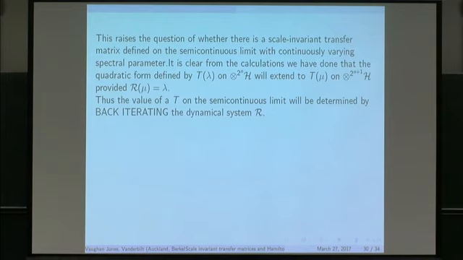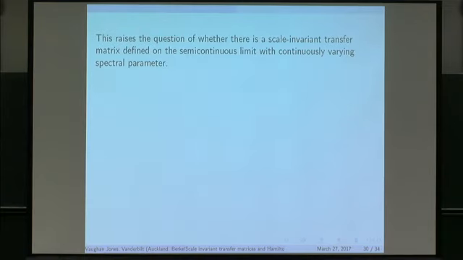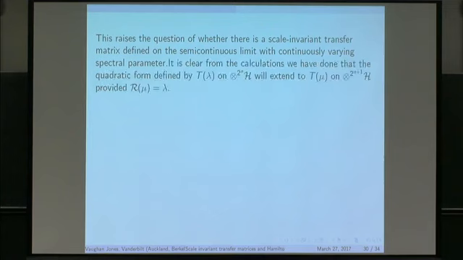We're doing it. So this raises the question of whether there is a scale invariant transfer matrix defined on the semi-continuous limit with continuously varying spectral parameters. So we go right back to the beginning. We had this transfer matrix. It was no good to just have one value of lambda. We want to get a continuous value. Now, if we want to construct a scale invariant transfer matrix, it seems like a good idea, in light of what's going on, to make sure that it exists.